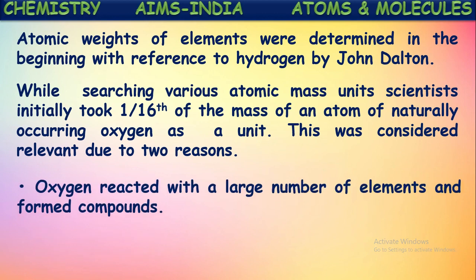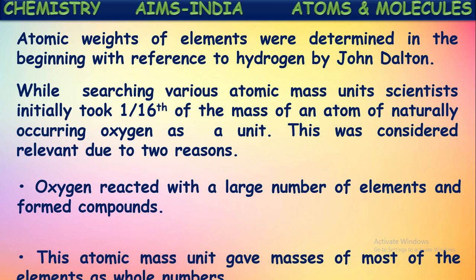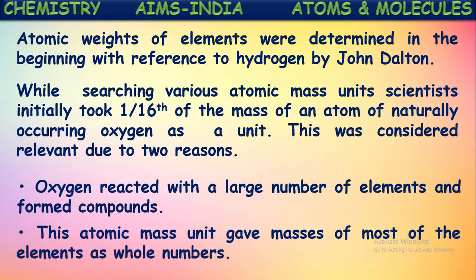One of them is that oxygen reacted with a large number of elements and formed compounds, because oxygen can react with many elements. That is why it became easy to compare the masses of other elements with the mass of oxygen. One more reason is that this atomic mass unit gave masses of most of the elements as whole numbers. So by taking 1/16th mass of the oxygen atom as a standard, they found the atomic masses of the remaining elements almost as whole numbers.